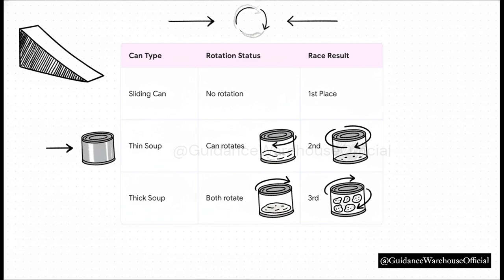It doesn't spin much, but the thick, chunky soup physically sticks to the inside of the can. It's forced to rotate with the metal shell. Because all that heavy, thick soup is rotating, it demands a massive amount of rotational kinetic energy. That violently drains the energy budget, leaving practically nothing for actual forward speed. And that is exactly why the thick soup comes in dead last.